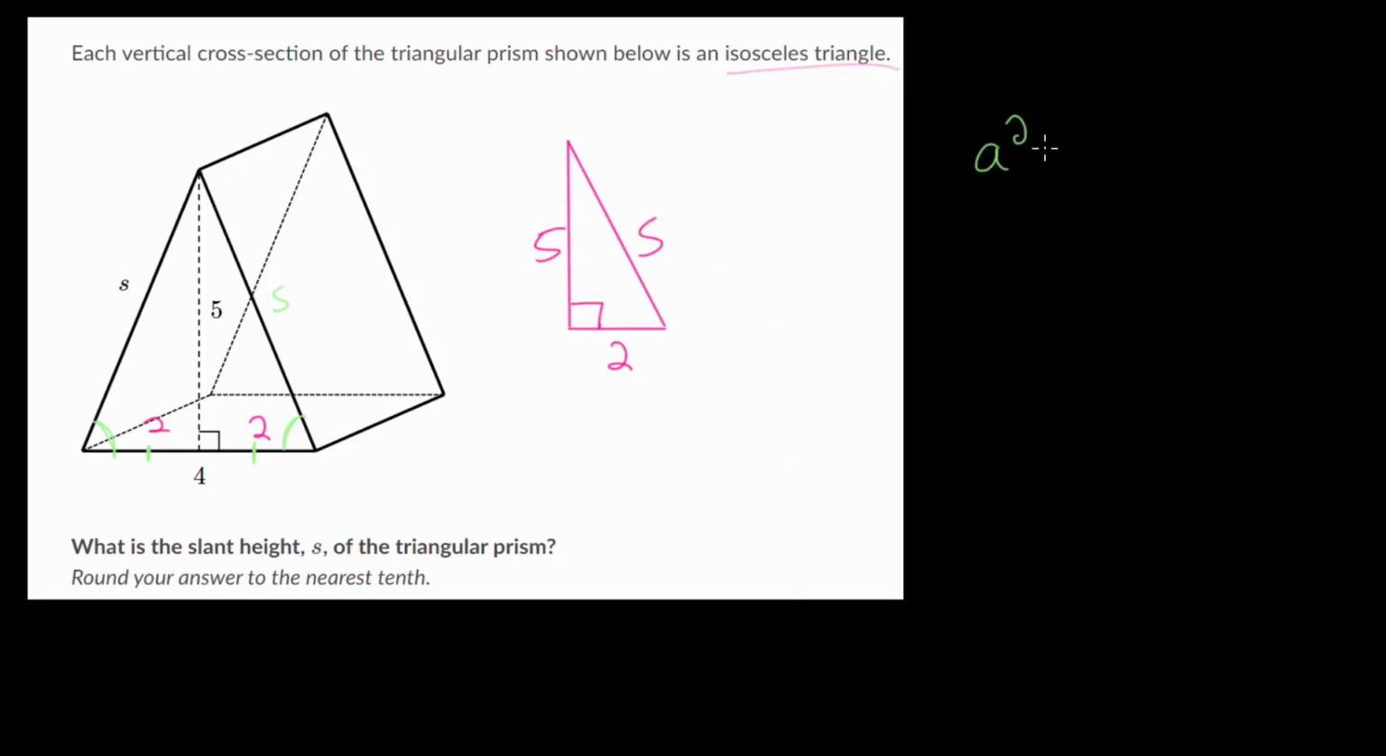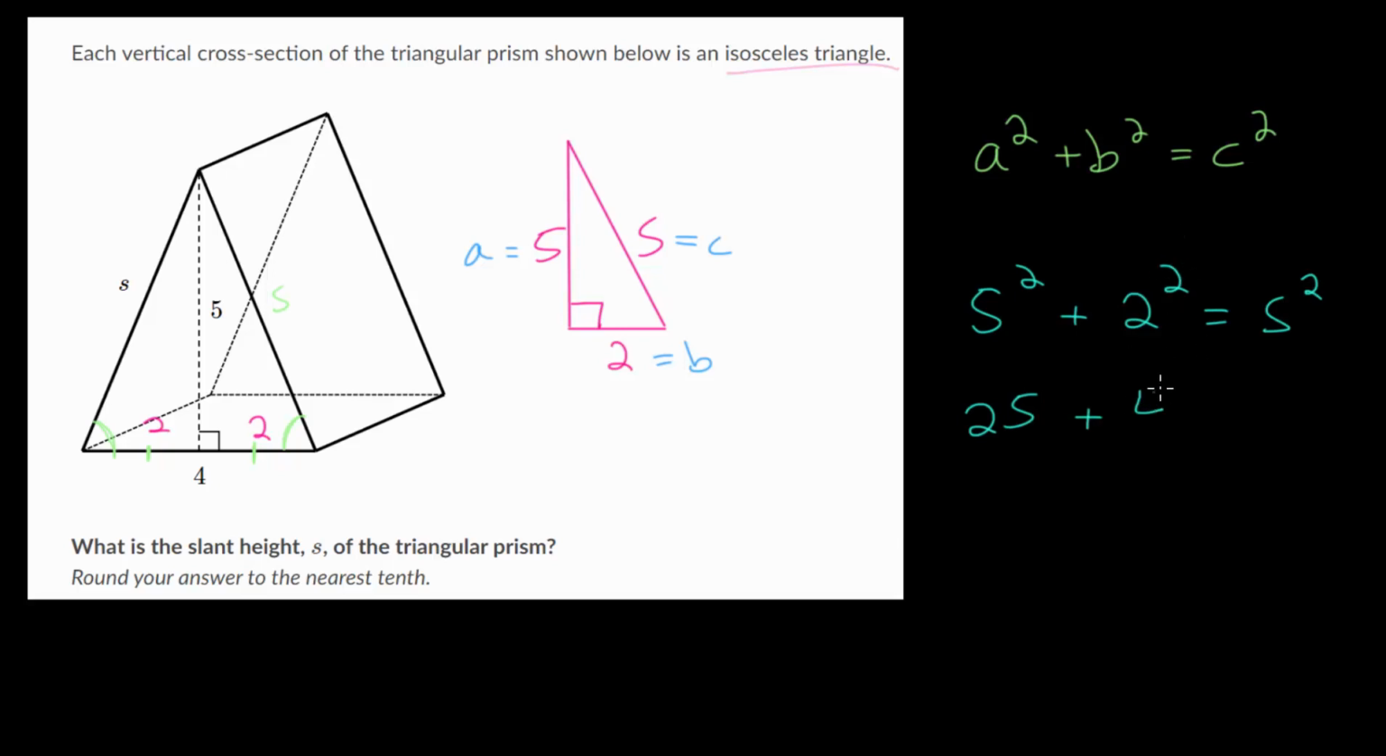Since we know the Pythagorean theorem, a squared plus b squared is equal to c squared, we can just match up the letters and plug them into the equation. The c value, that's our hypotenuse, is across from the right angle. So that's our slant height s, and for a and b, it doesn't matter which we call which. So let's call 5 a and 2 b. We get a squared, which is 5 squared, plus b squared, which is 2 squared, and this is equal to c squared. But c is our slant height s, so you get s squared. Now simplifying, 5 squared is 25, 2 squared is 4, and adding these together, we get 29.